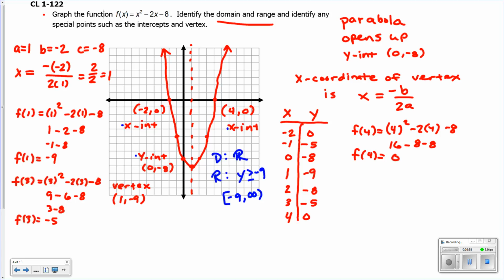So hopefully you got those right there. There's your answers to check over. If you have any questions, make sure you ask a teacher before your test. This is problem 1-122. Thanks for watching.